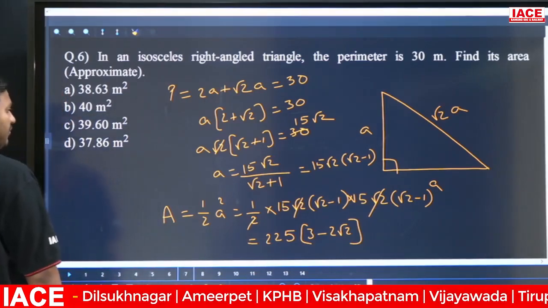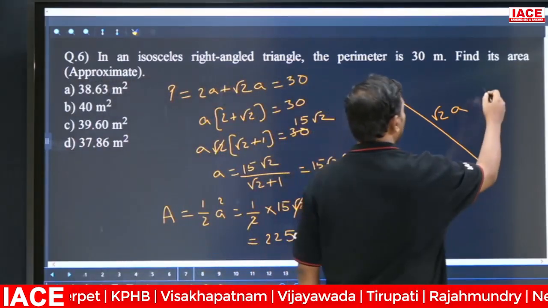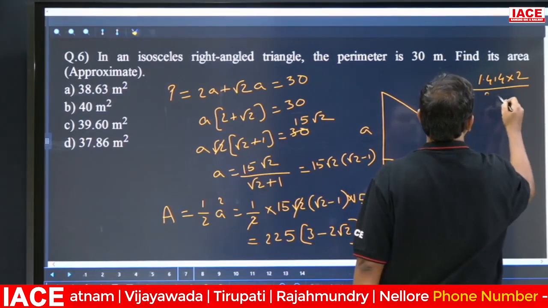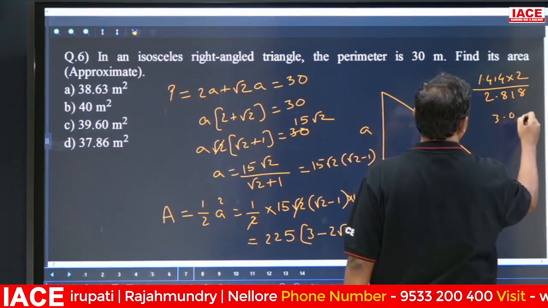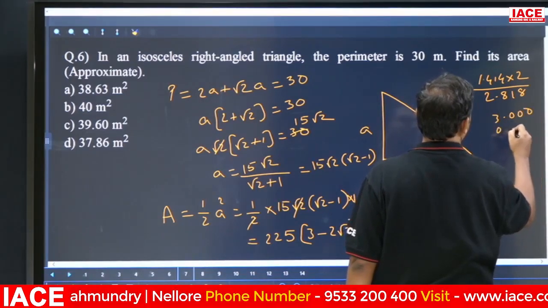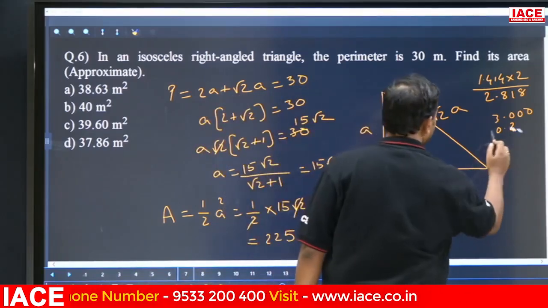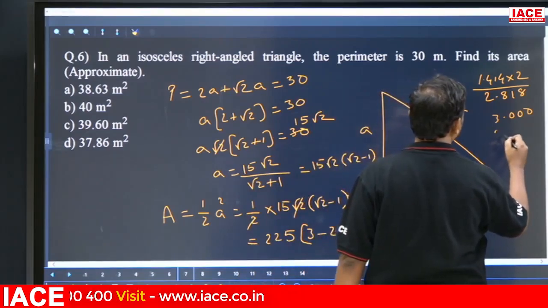So we have to simplify. If you simplify 2 root 2, 2 root 2 means 1.414 into 2, that is 2.828. So 3 minus 2.828, that is 0.182. So the simplification part is given in this paper. A lot of simplifications are there.